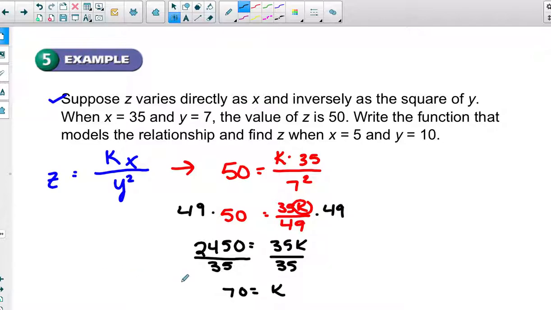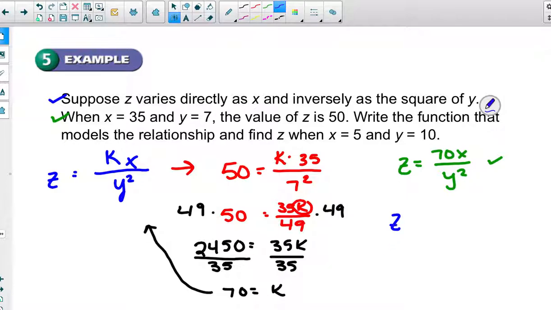Now we're going to take this and put it back into that original equation. So then we have z equals 70x over y squared. That is the function that models this particular situation given this information. So it says write the function that models the relationship. Done, we got that. Woohoo! And then find z when x is 5 and y is 10. All right, we can do that.